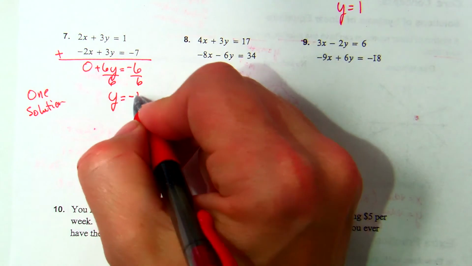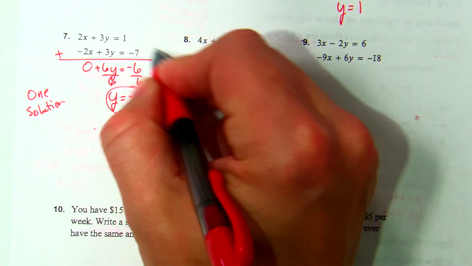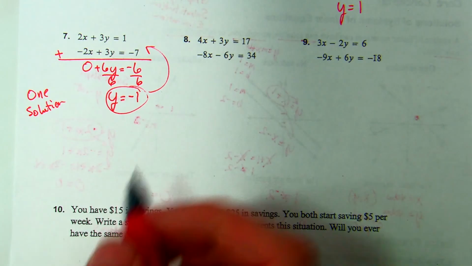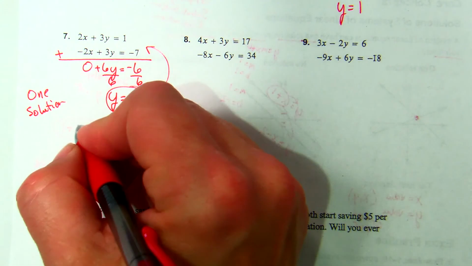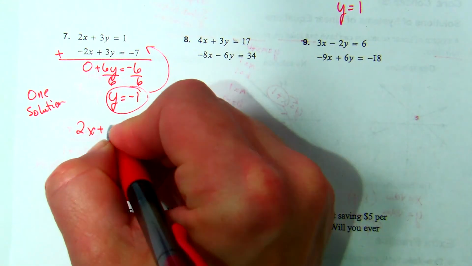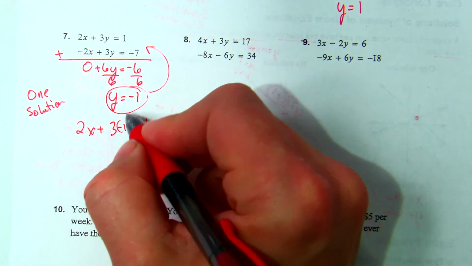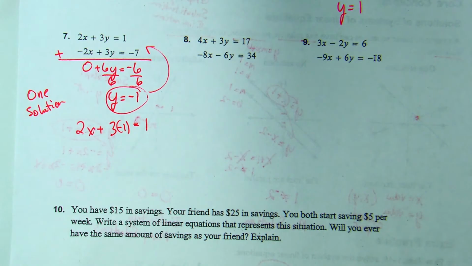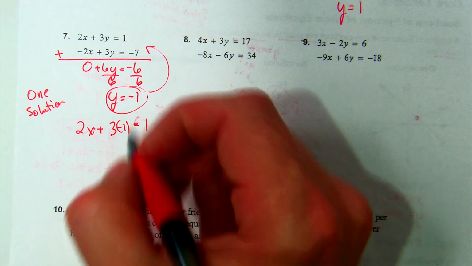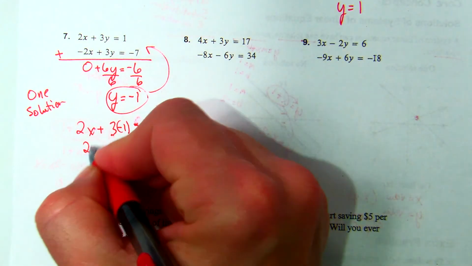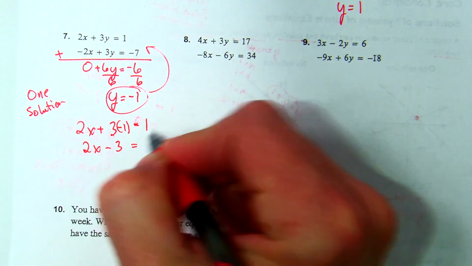I'm going to take that negative 1, plug it back into one of the equations. I'll just use the top equation. 2x plus 3 times a negative 1 is going to equal 1, because instead of y, I'm going to put the value of y. Then I'll solve for x. This is a negative 3. 2x minus 3 equals 1.